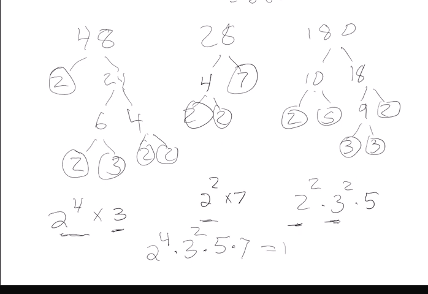So 2 to the 4th is 16 times 9 times 5 times 7. And 16 times 9 is 144. 5 times 7 is 35. 144 times 35 is 5,040.